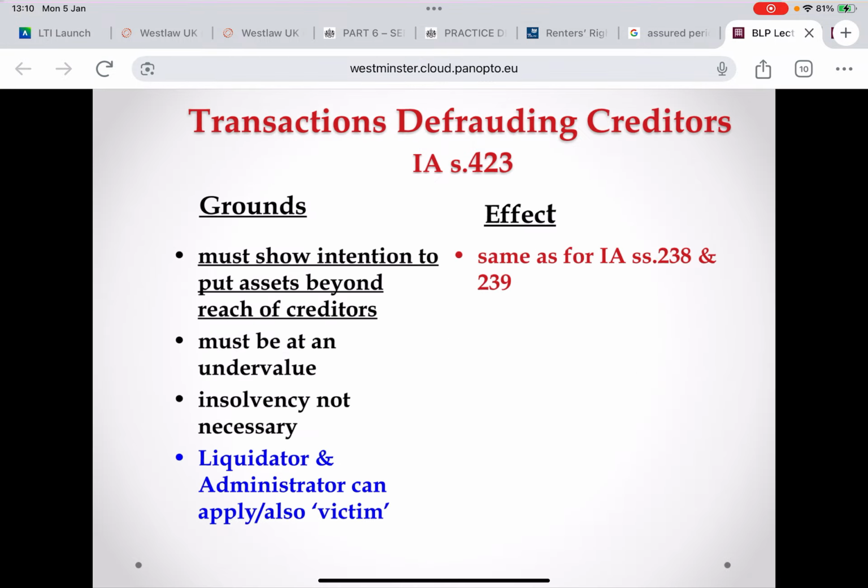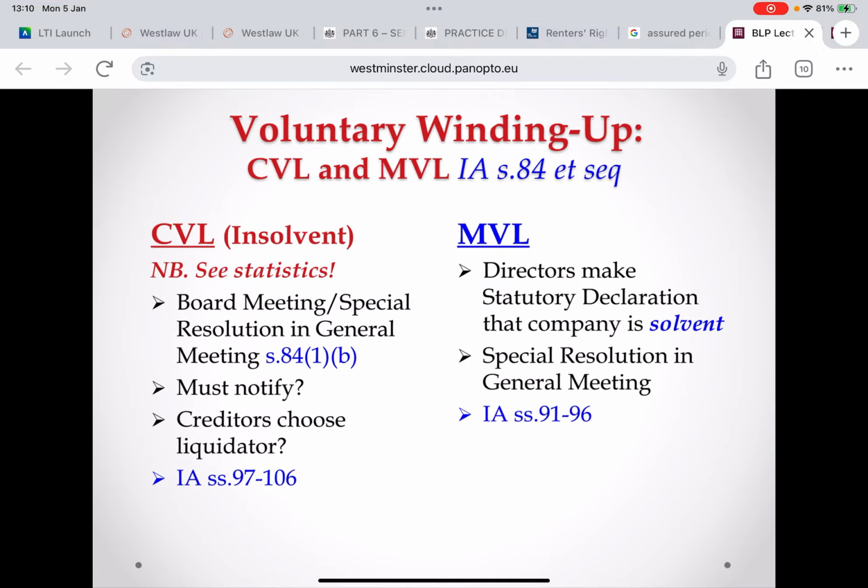So moving away from that, everybody, I draw your attention very, very briefly to section 423, transactions defrauding creditors. Where there has been a transaction at an undervalue at any stage prior to the commencement of liquidation or administration, at any stage where it was done with the requisite intention to defraud. I mentioned that one, and now, certainly with the end of the lecture in sight.